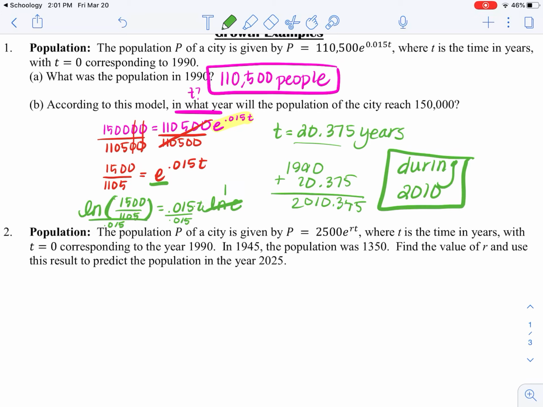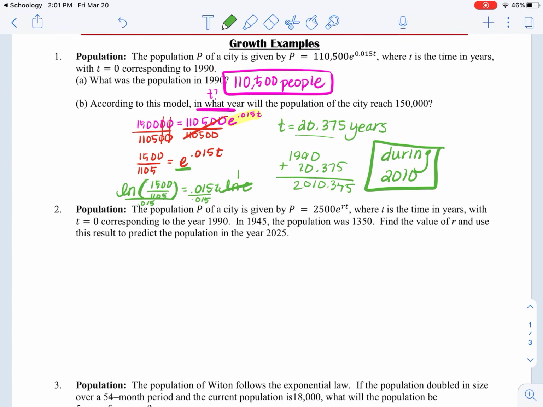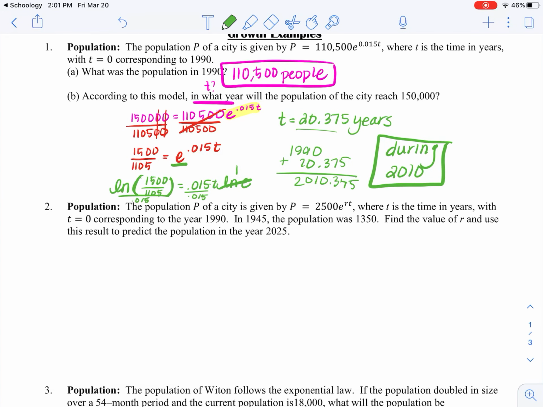I want to say during and not just 2010 because the first day of 2010, the population will not be that high. Okay, next one, same idea. The population P of a city is given by this equation where T is the time in years, with T equals 0 corresponding to the year 1990. That's not how it always is. It's just how this problem is.